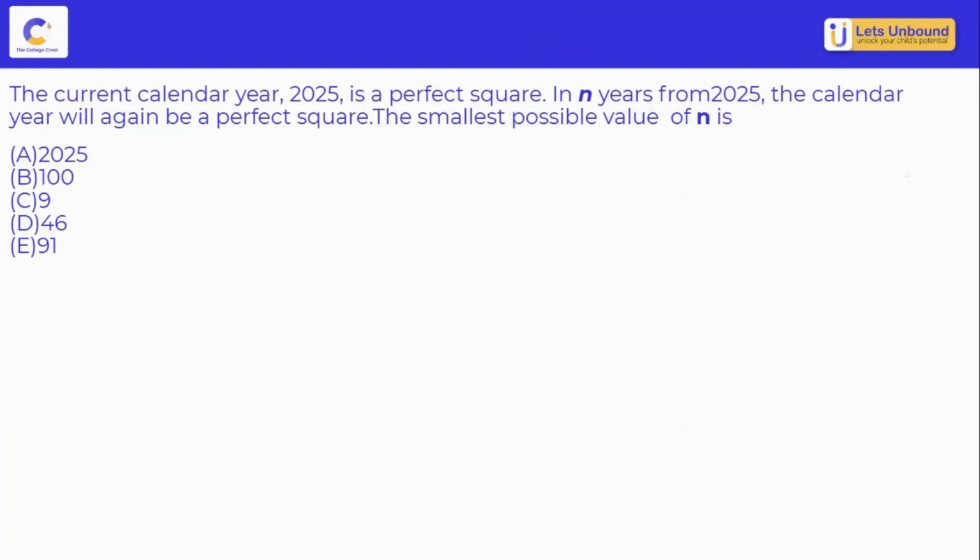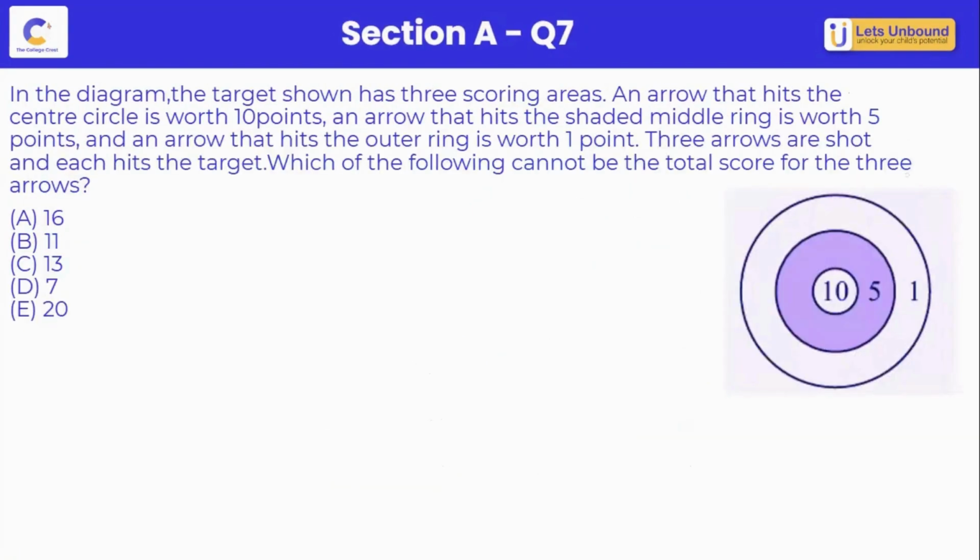Let's move to the next question. In the diagram, the target shown has 3 scoring areas. The middle one is 10, the next is 5, and the last is 1. An arrow that hits the center circle is worth 10 points, and yeah, they have given 3 arrows are shot and each hits the target. So every arrow is on the target, nothing misses. Maybe all 3 in one, 2 of them in one, the other in another one. So like that, okay? Which of the following cannot be the total score?